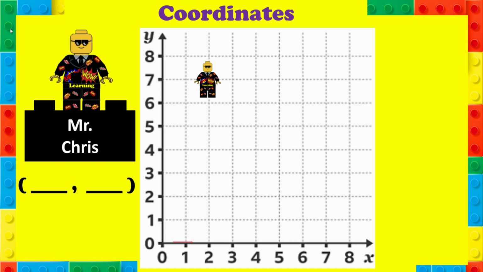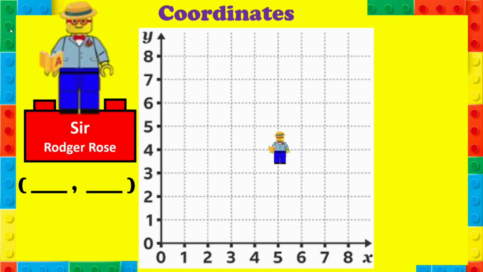So what we do first, we go along the x-axis all the way up to where Mr. Chris is, which is the 2. So we're going to go all the way up to him there. So that first number on the x-axis, that line going across, is a 2. So we're going to put a 2 on the left. And what we do next, we're now going to go to the left, which is the y-axis, and we go all the way to the left, and that is the number 7. So we put 2, 7. So the coordinates there for Mr. Chris is 2, 7.